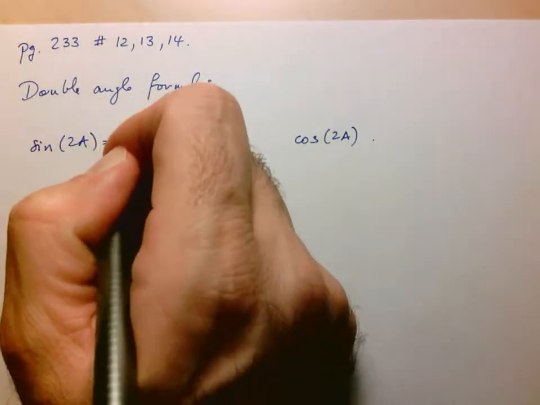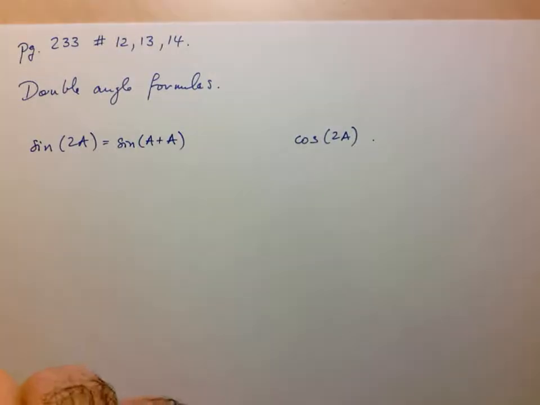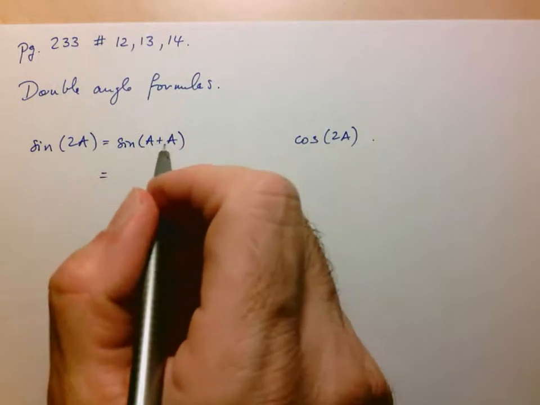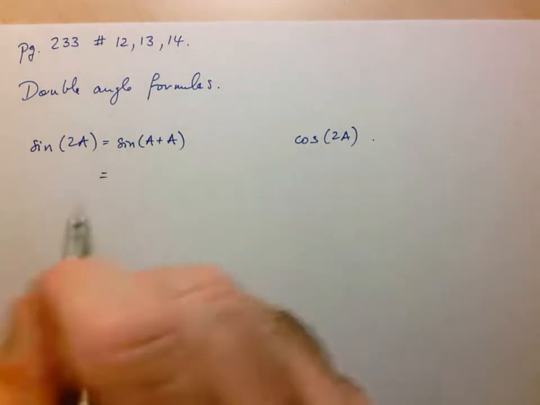Because we have addition formulas for both sine and cosine, I'm just going to rewrite sine of 2A as sine of A plus A. Okay, and now I'm just going to apply the addition formula for sine. So the addition formula goes something like this.